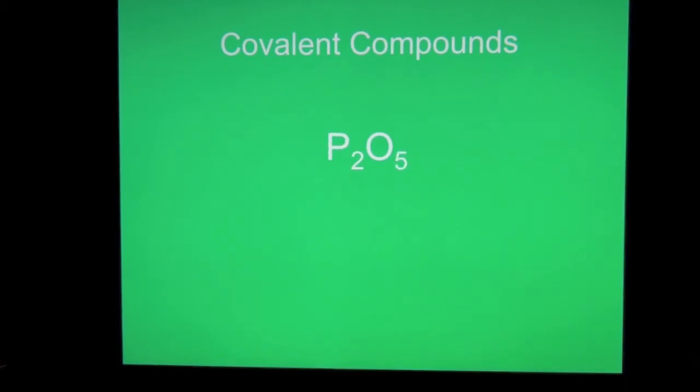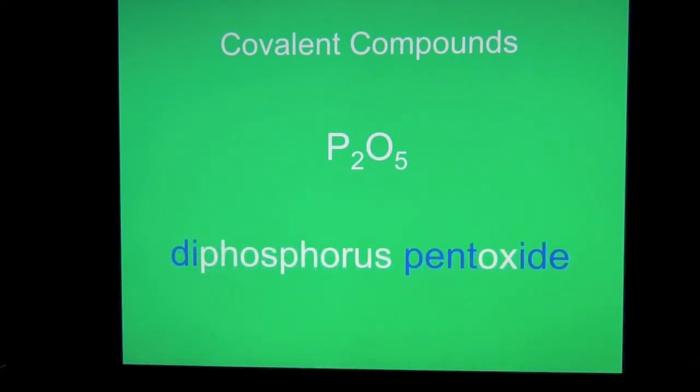Our next example is P2O5. Here we have a subscript for both of the nonmetals, so we get to use two prefixes. So we're going to use diphosphorus pentoxide. Now notice whenever you have the A and O coming together for the pentoxide, we're going to drop off the A, so it is just pentoxide. So P2O5 is going to be diphosphorus pentoxide.